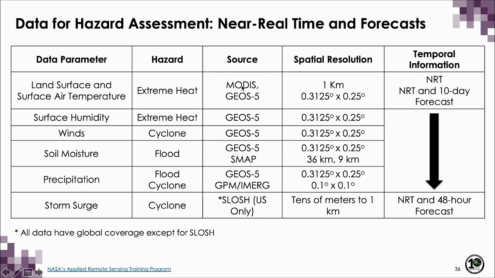And so MODIS, it's available in real time. GEOS 5 provides data in real time, as well as 10-day forecasts. SMAP provides near real time data. GPM IMERG also provides near real time data. And SLOSH, of course, has real time data, in addition to which a 48-hour forecast is also available. So these are the overall data sets that can be used for hazard assessment.